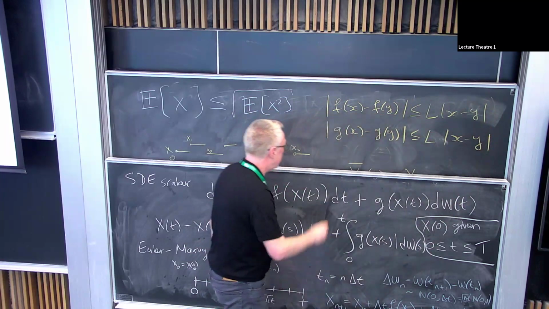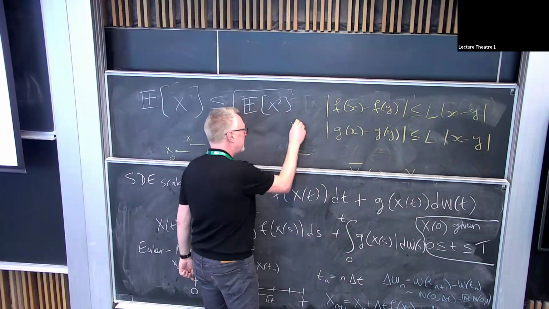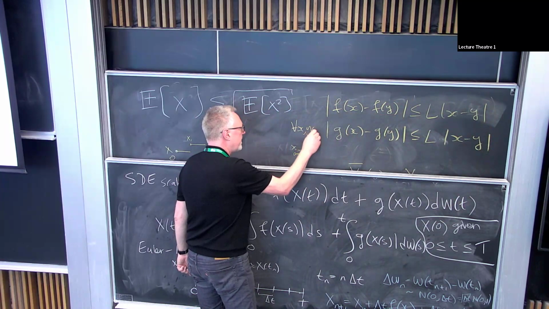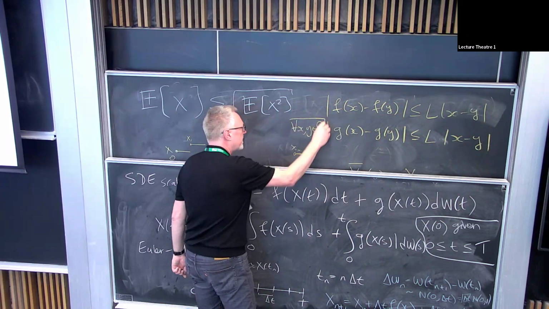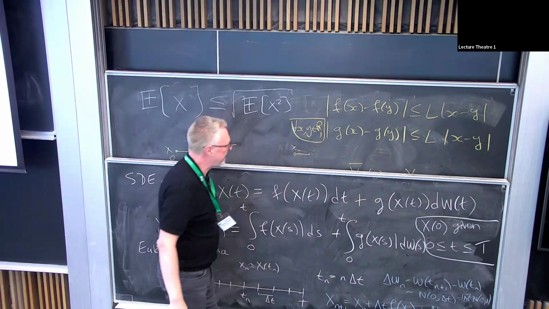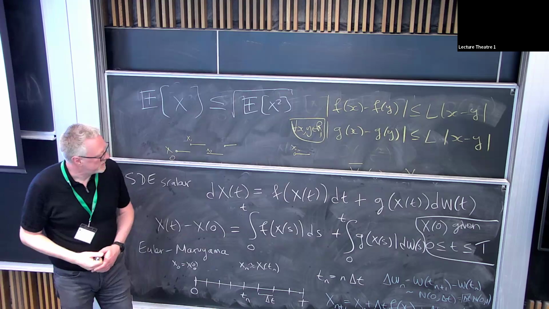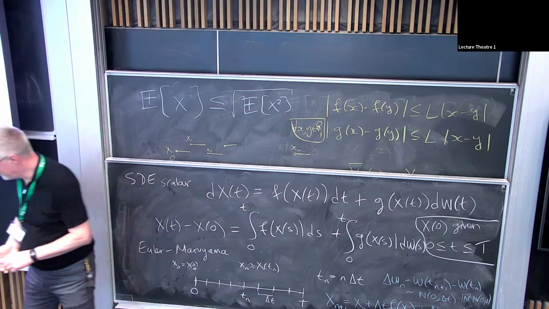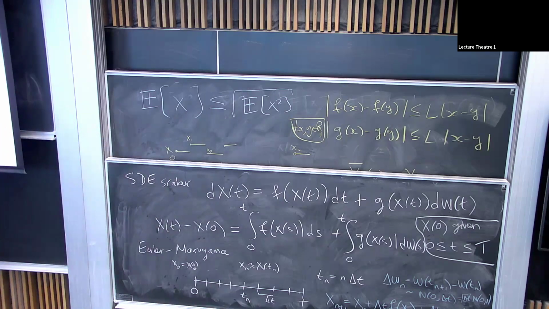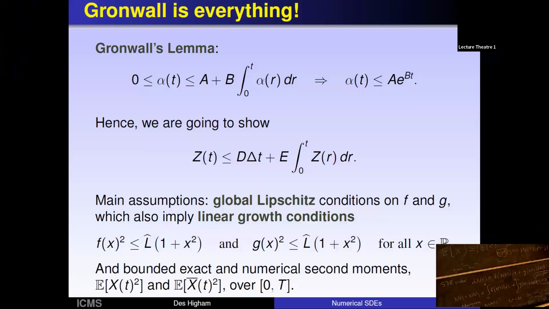And that has to be for all x and y, for all real values x and y. That has to hold. So it's a global inequality, which is a huge assumption. Most models that you write down, especially non-linear models, will not satisfy global Lipschitz conditions. So this textbook analysis doesn't really apply to most models.